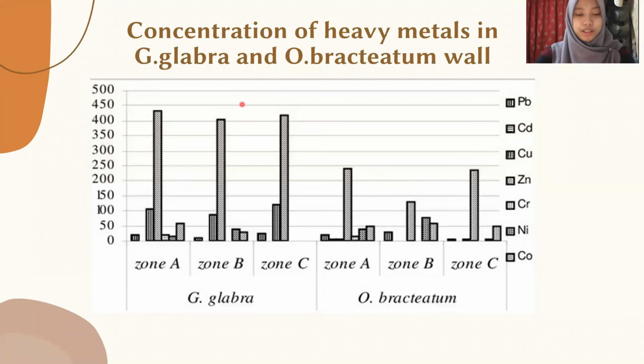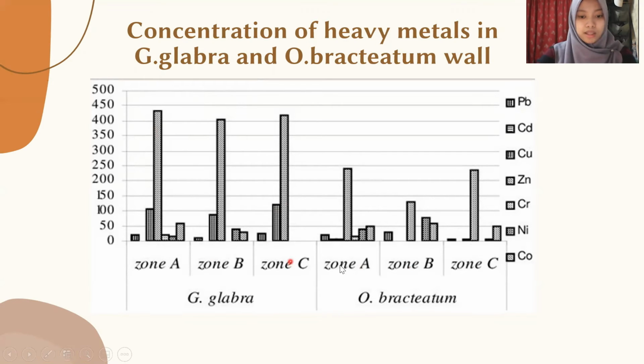Okay, the graph shown here is the concentration of heavy metals that are present in G. glabra and O. bracteatum from three different zones, consisting of zone A, zone B, and zone C, after being tested using the atomic absorption spectroscopy. The data shown here is the highest level of zinc contained by the G. glabra from zone A. The concentration for the zinc metal here is 433.76 microgram per gram.